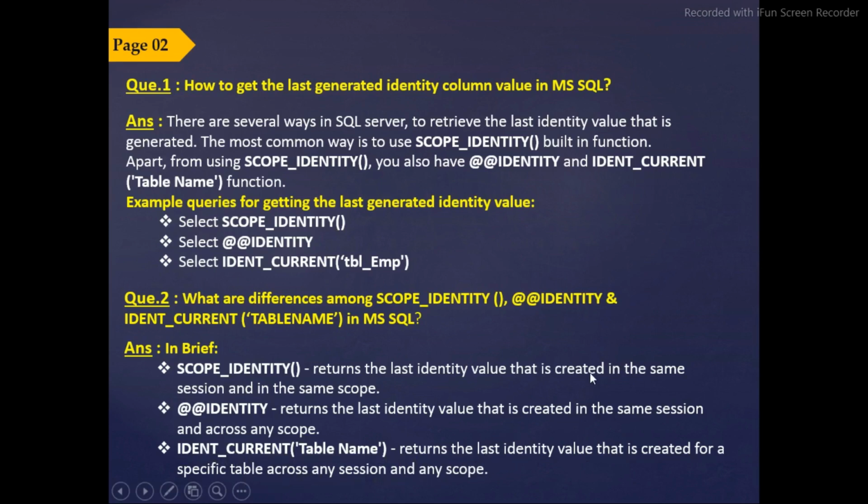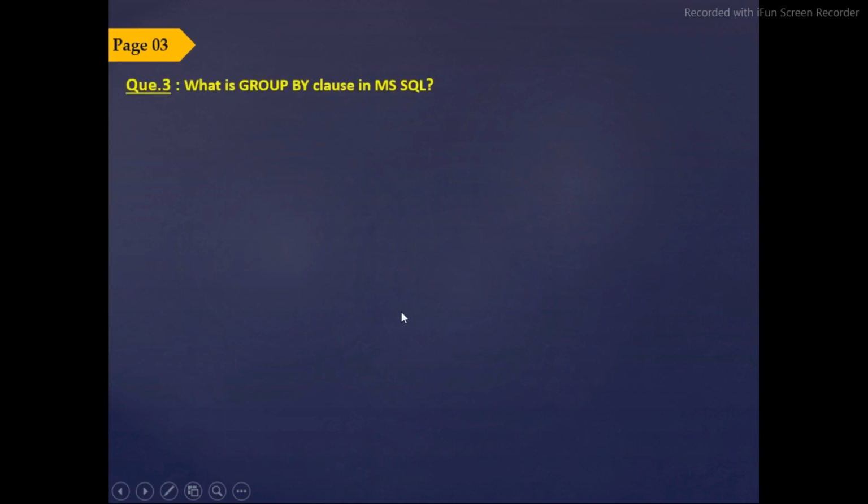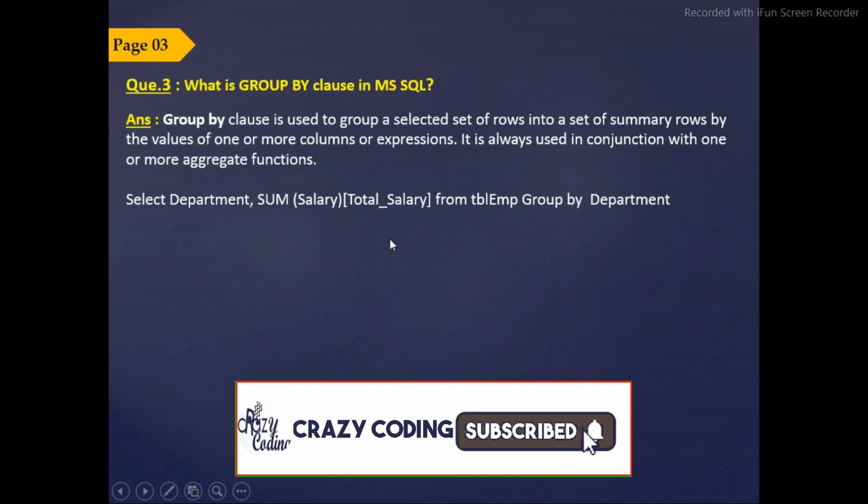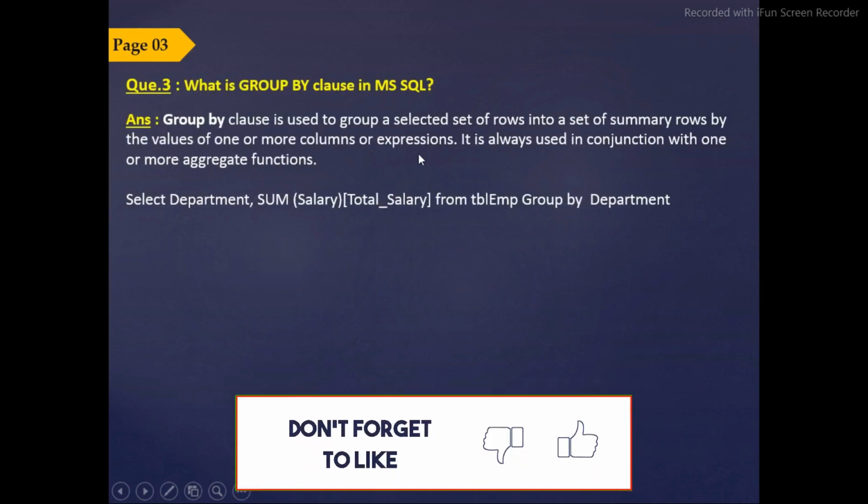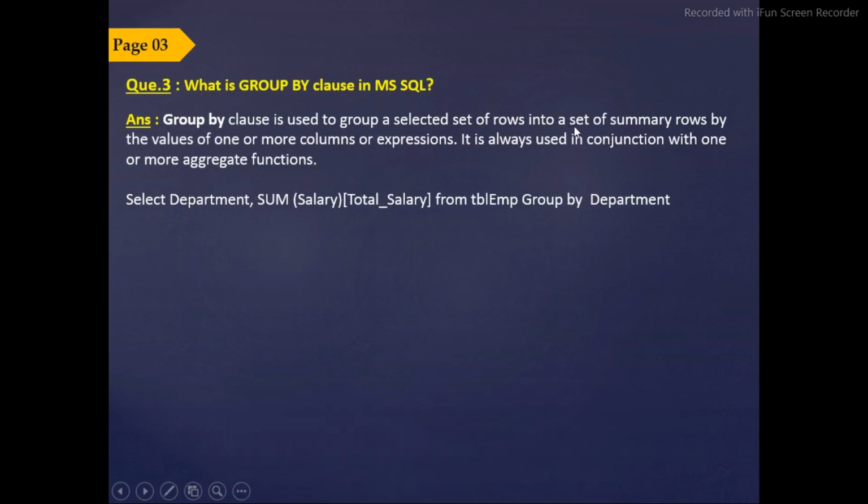Okay. So next question is what is the group by clause in MS SQL? Group by clause is used to group a selected set of rows into a set of summary rows by the values of one or more columns or expressions. It is always used in conjunction with one or more aggregate functions. For example, select department, sum of salary as total salary from tbl emp group by department.